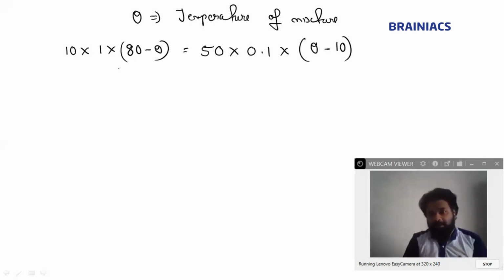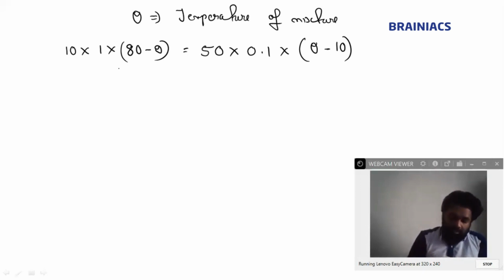mc delta theta is equal to mc delta theta. When you take delta theta for the hotter body, we take higher minus lower. For the colder body also, we take higher minus lower. For the hot body, the higher temperature is its own temperature, but for the cold body, the higher temperature is the temperature of the mixture. Understood?